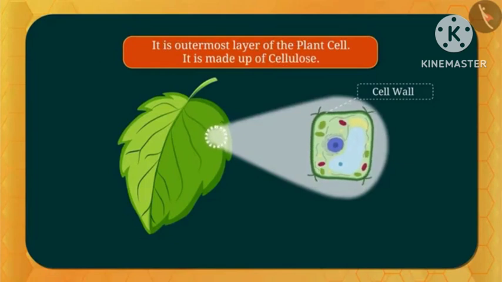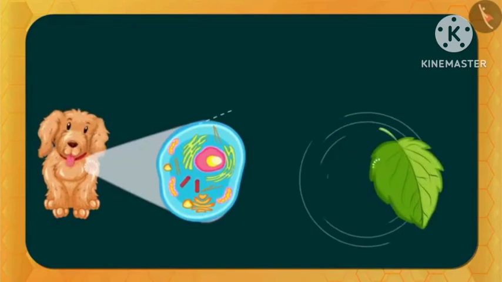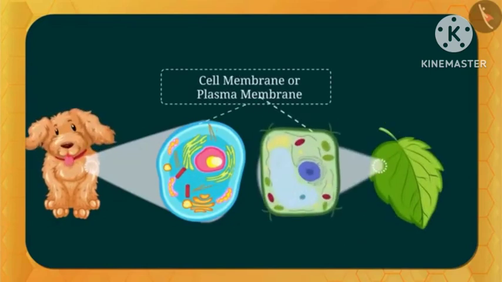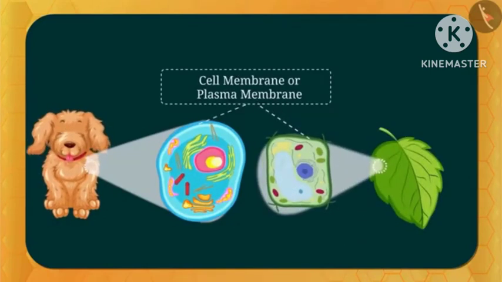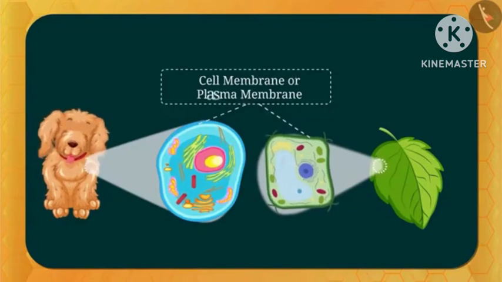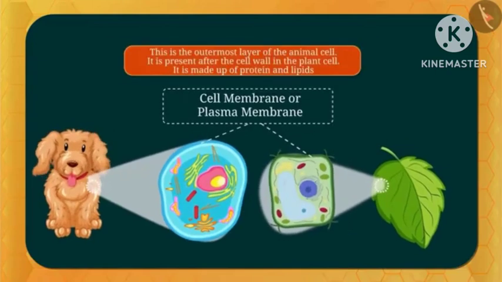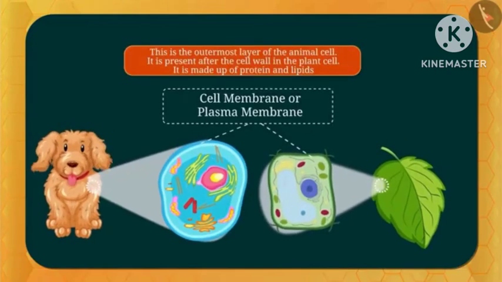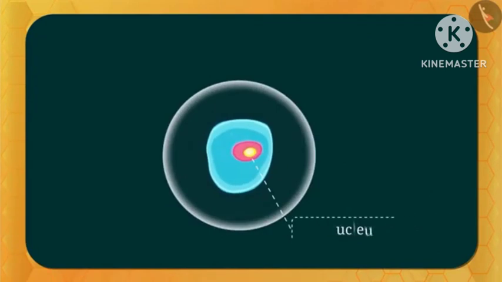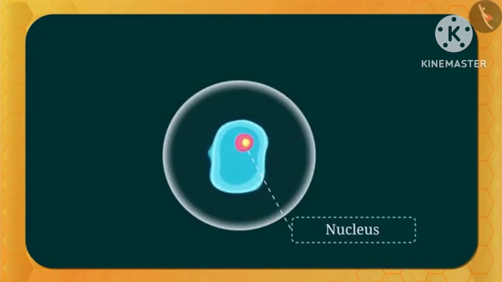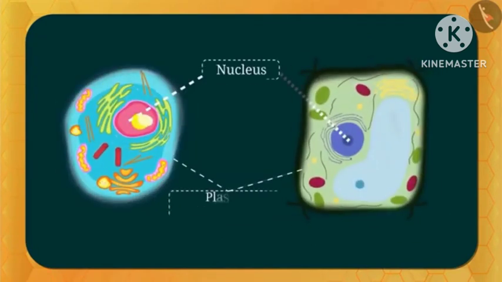This is the plant cell. It contains a rigid wall known as the cell wall. It is made up of cellulose, and it protects the plant cell from external environmental changes. When you zoom in on the animal cell, it doesn't have a cell wall. The animal cell has a cell membrane. Both plant and animal cells have a cell membrane, otherwise known as the plasma membrane. It is the outermost layer in the animal cell.